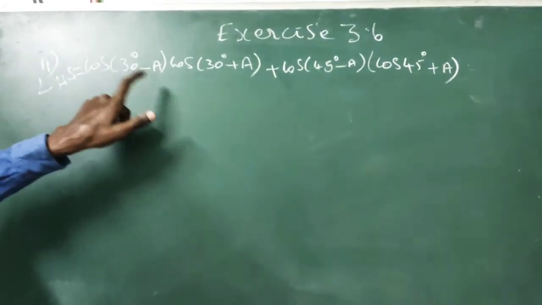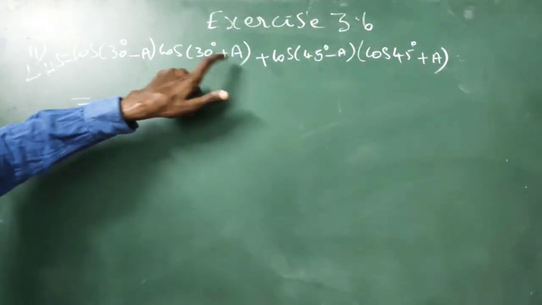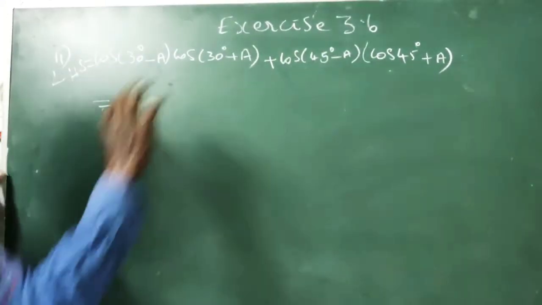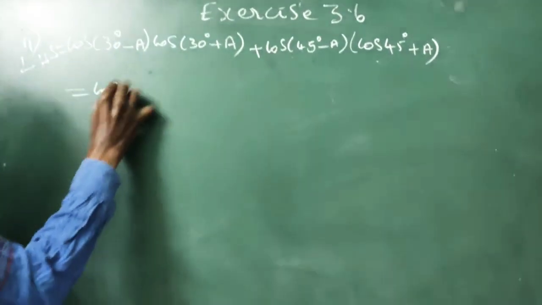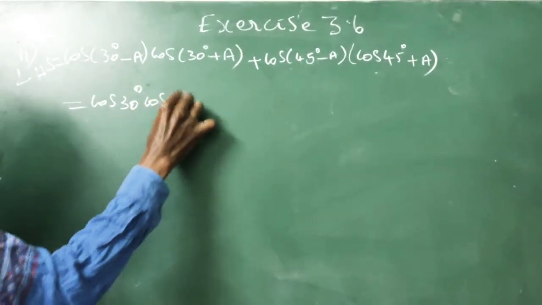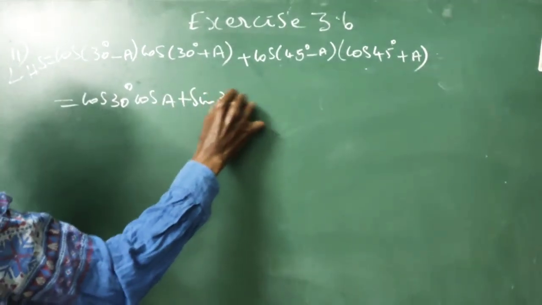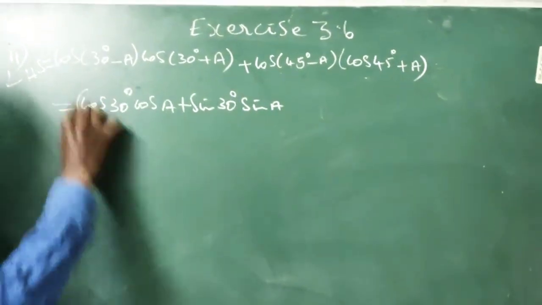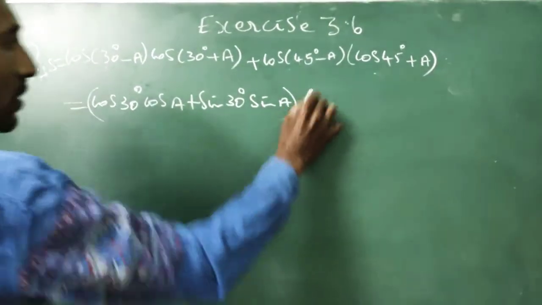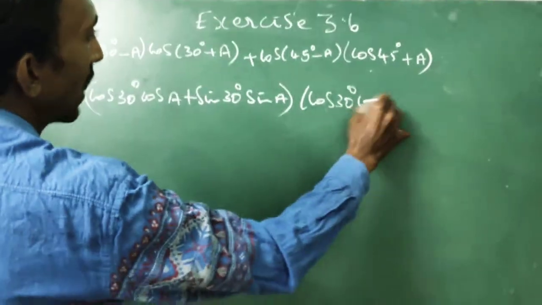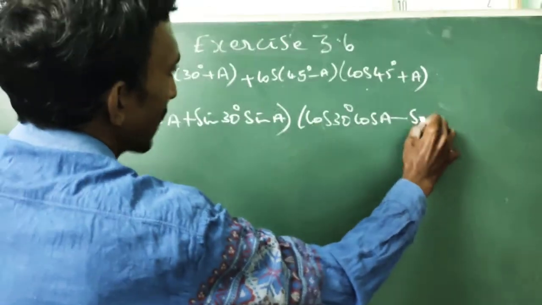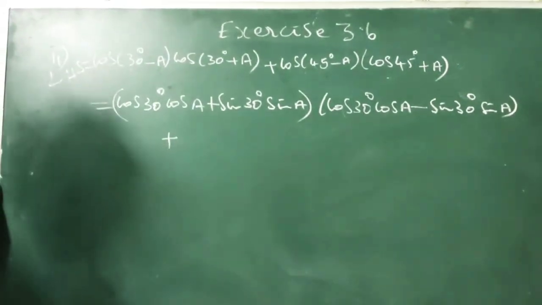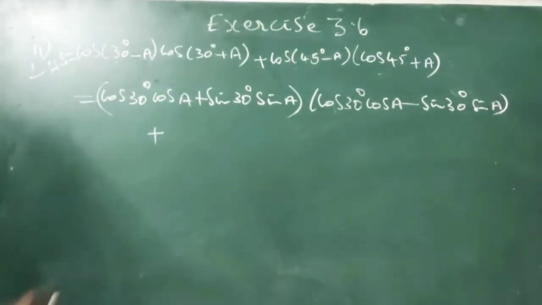Cos(a - b) is cos a cos b plus sin a sin b. Cos(a + b) is cos a cos b minus sin a sin b. Both are the same, repeated. So cos a cos b plus sin a sin b, where a is 30 and b is A. Similarly, cos(a + b) is cos a cos b minus sin a sin b, plus the same thing, replacing 30 by 45, that's all.